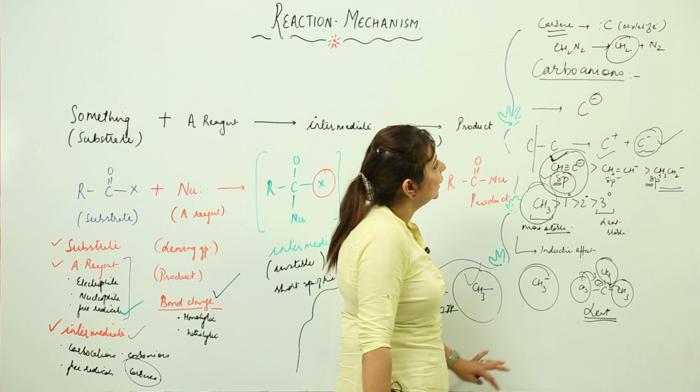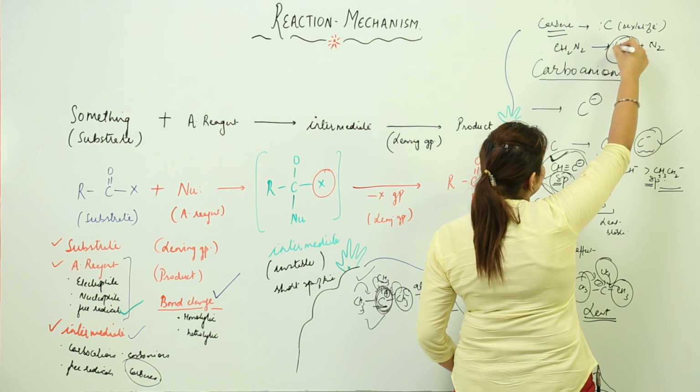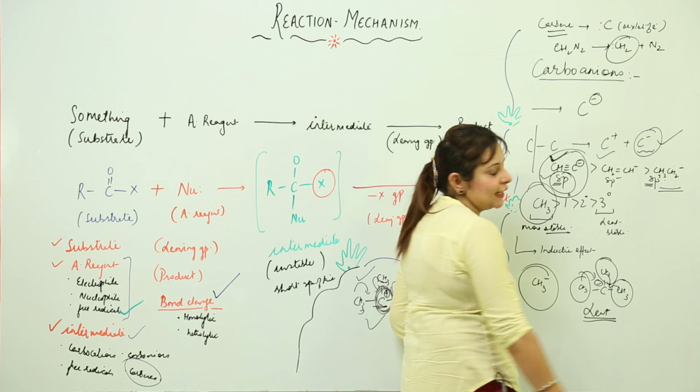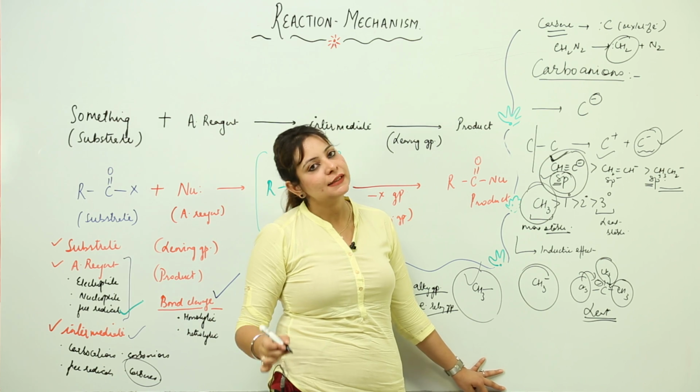You can see here how many electrons it has. It has bonded with 2 hydrogens, that means 4 electrons already, and 2 more, so 6, but it does not have any kind of charge on it. So that is something called carbenes.